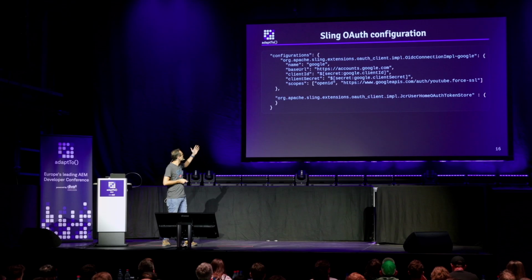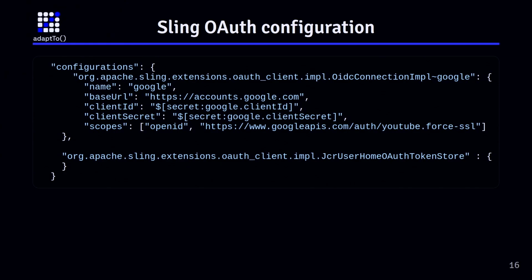Okay, to configure it, there's the basic configuration for OpenID Connect, and it's basically what you would expect from something like that: client ID, client secret, what scopes you want, and then you have to select a token store because there are different options.